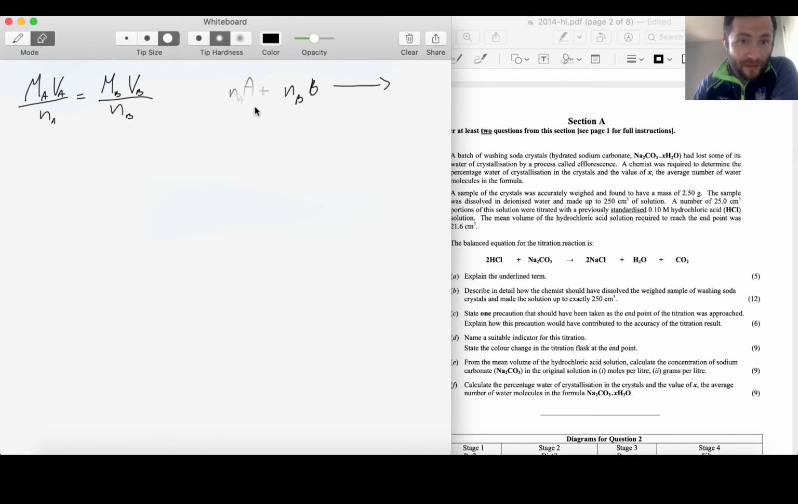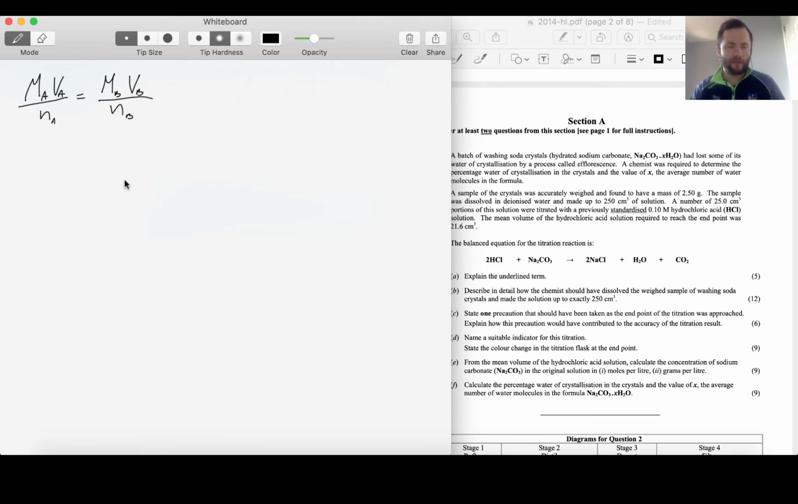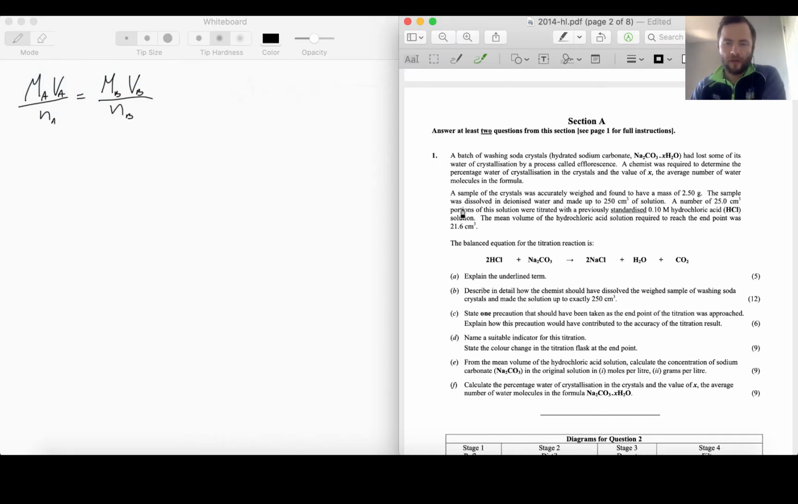And this is the fundamental formula, and actually it's quite handy because this is literally just the one formula that we have to remember for all of the volumetric analyses, for all the calculations. So I'm going to walk you through the solution of the 2014 higher level paper question 1, which is again, as I mentioned, a titration question.